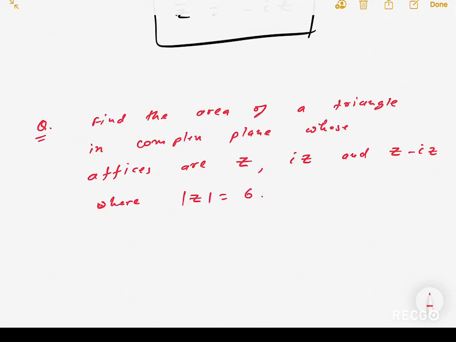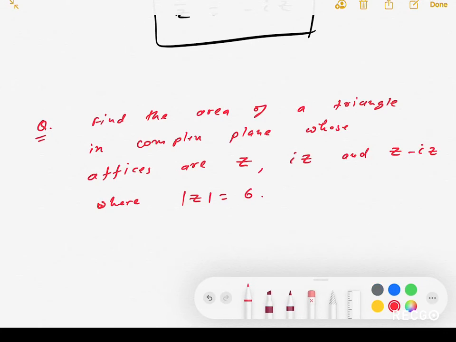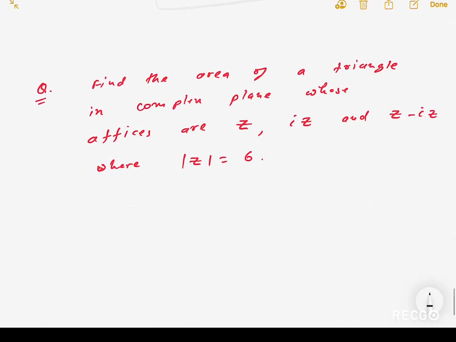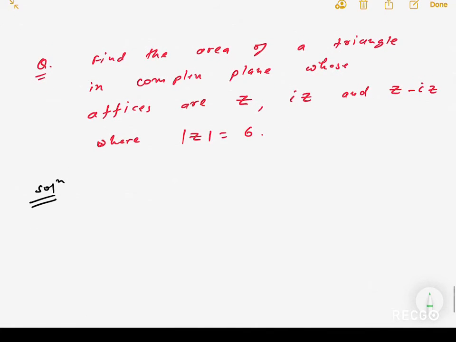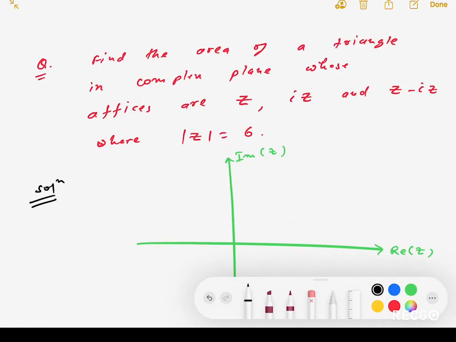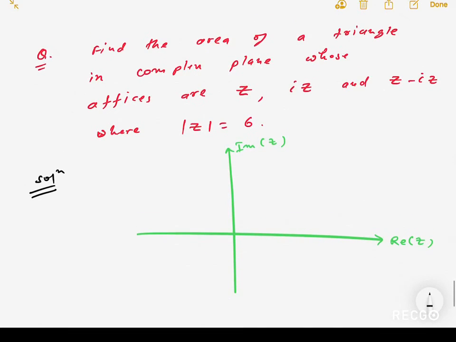So the question is saying: find the area of a triangle in complex plane whose affixes are z, iota z and z minus iota z, where mod z is equal to 6. You can see that z minus iota z is nothing but the resultant of the vector z and minus iota z. So first of all, let us draw real axis and imaginary axis, and let us say that there is a point in the complex plane whose affix is z. Let's assume this point in first quadrant.